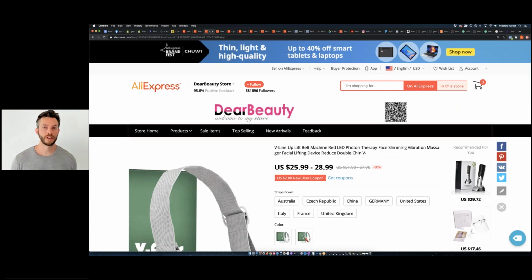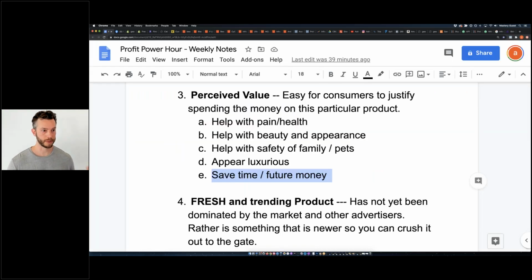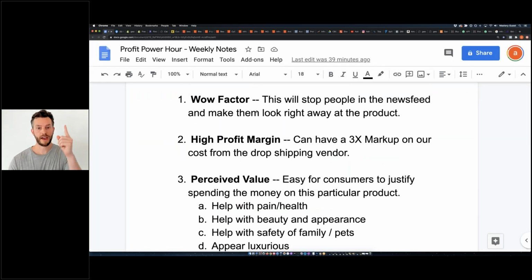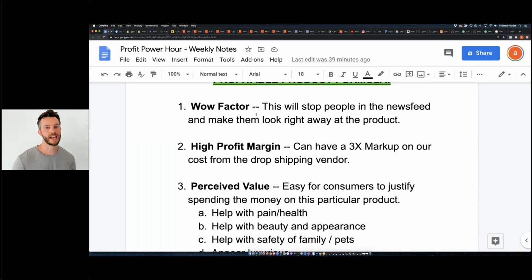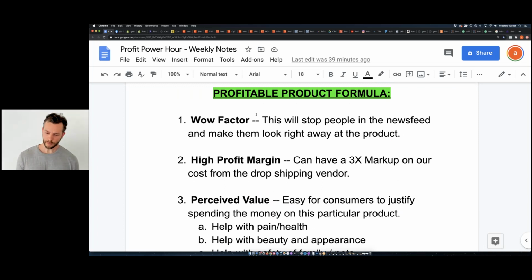But ultimately, our goal is to make money, right? Our goal is to give people good value, run a good business and a good brand and profit, right? That is what we want to do. And the formula has been the same from the beginning of time, which is wow factor, high profit margin, perceived value, fresh and trending. When I first hit that LED dog collar forever ago, which still sells, by the way, the reason it hit is because it had the wow factor. It wasn't a typical dog collar, right? It was a cool looking, fun dog collar.